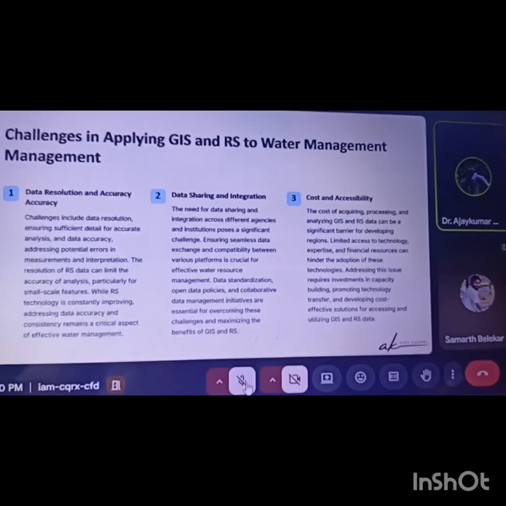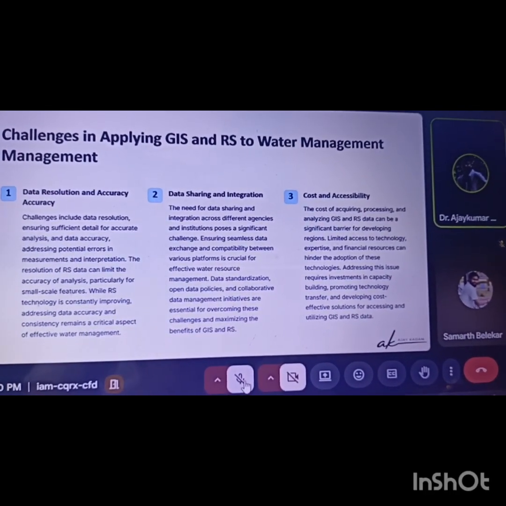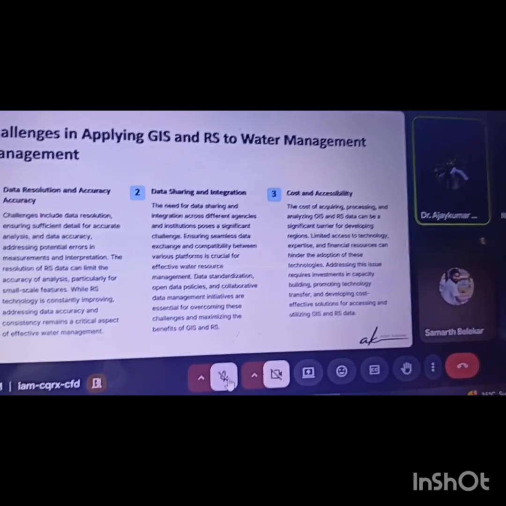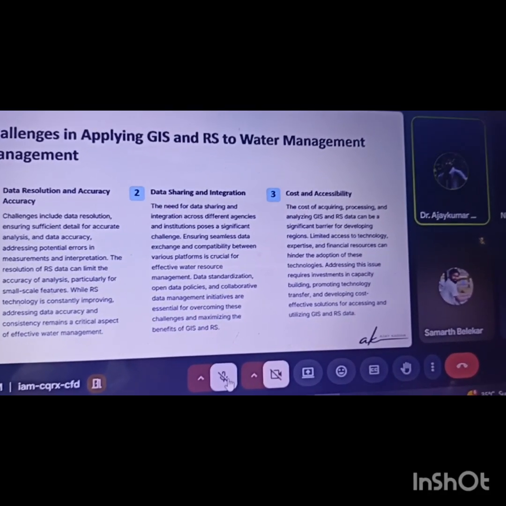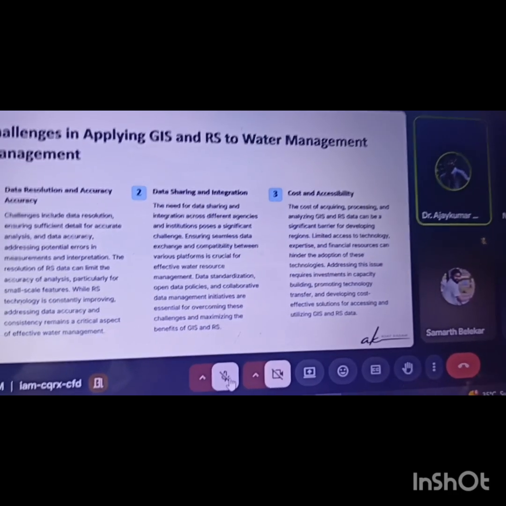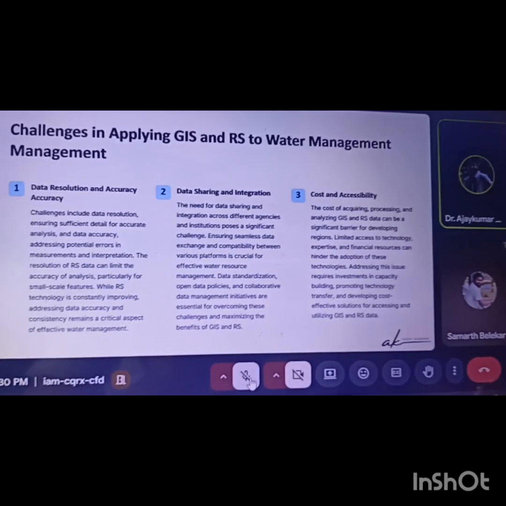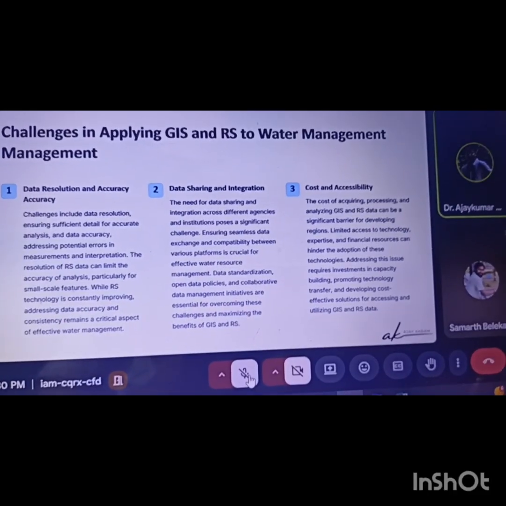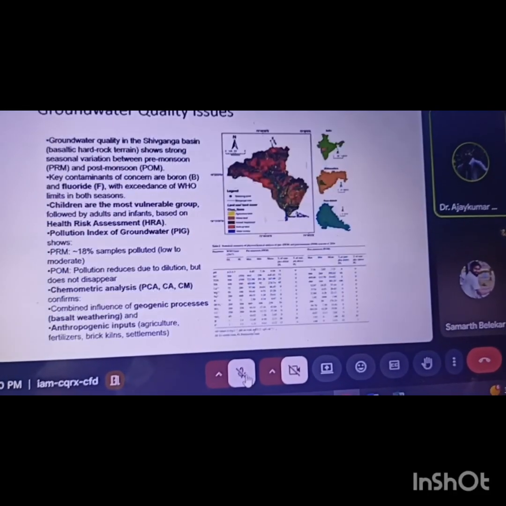Also, there are some challenges of water resource management. We have seen all this data, but the data that we get does not have a good resolution, because all this data comes from different resolutions. So, I will give a simple example of resolution.